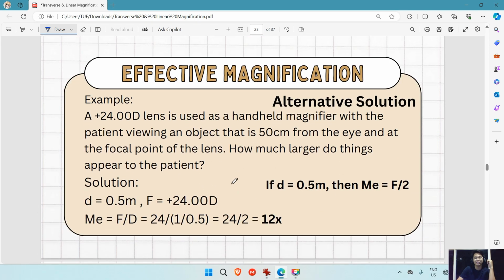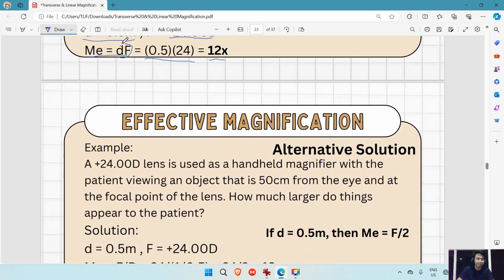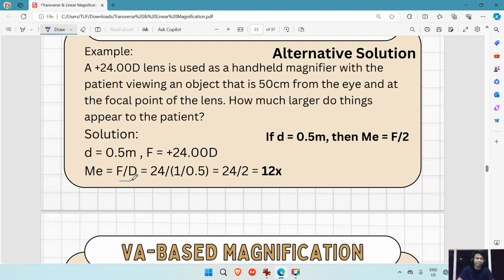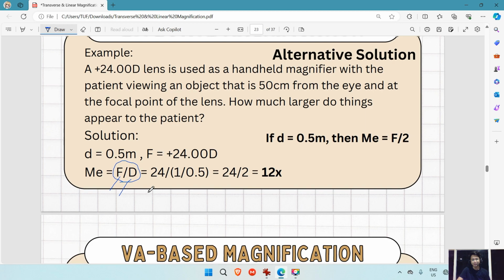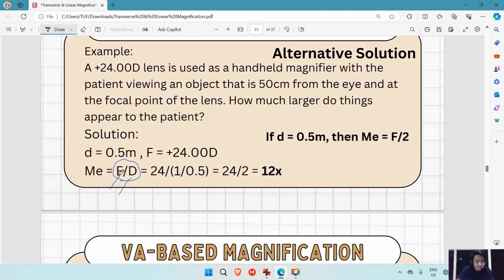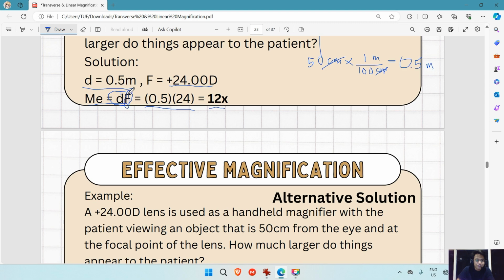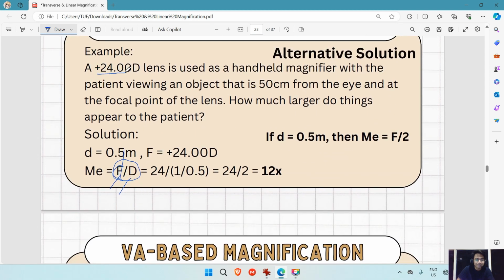Okay, and then we have the alternative solution if ever you're interested. So instead of the product of DF, you divide the focal power by the dioptric power. So if you're not interested in this, you're still free to skip this segment. Okay? So where does our F come from? It is the same F, which is the 24 value. The only difference is this D.